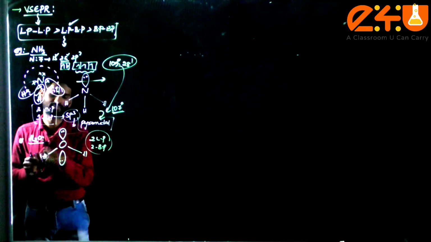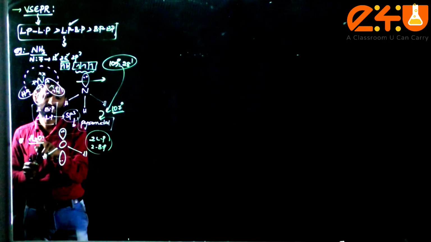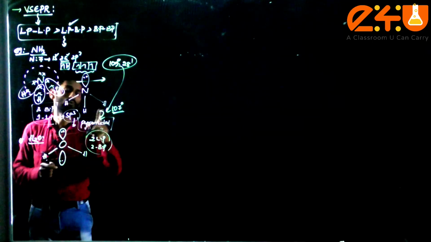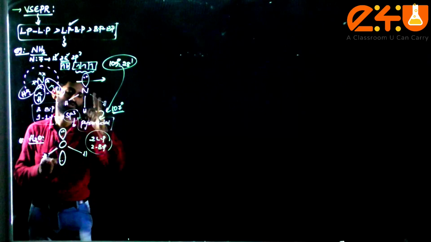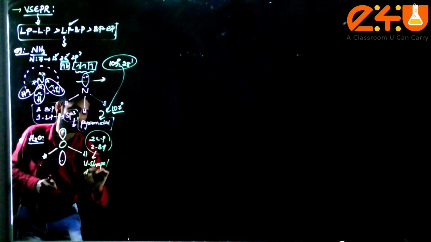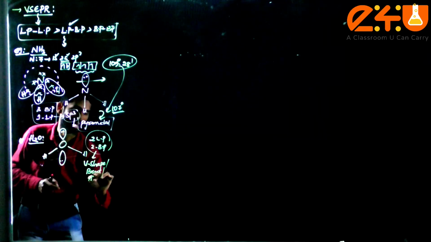Hybridization: number of valence electrons 6 plus 2, by 2, that is equal to what? 4, sp3. If 1 lone pair is there, that is called pyramidal shape. If 2 lone pairs are there, that is called V shape or bent or angular shape.